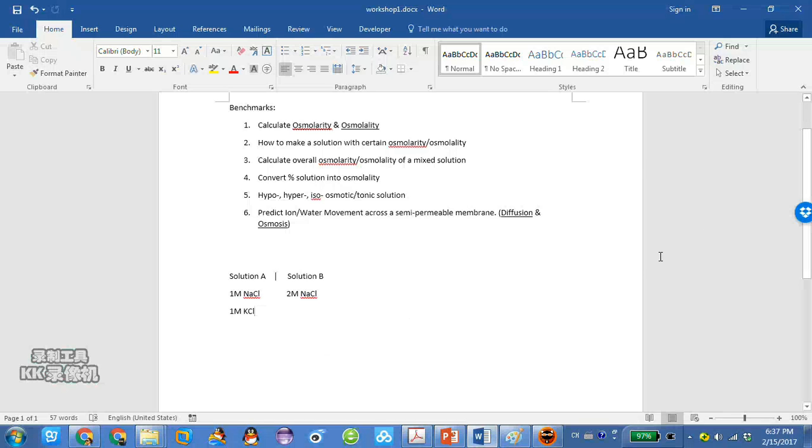Okay? So in this case, solution A and solution B, there is diffusion of sodium ion from B to A. There is a diffusion of potassium ion from A to B. There's no diffusion of chloride ion because they both have 2 molar concentration in solution A and solution B. And there's no net water movement. There's no osmosis because they have the same water concentration, or the same overall solute concentrations.